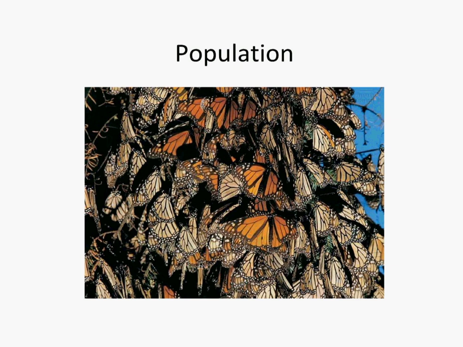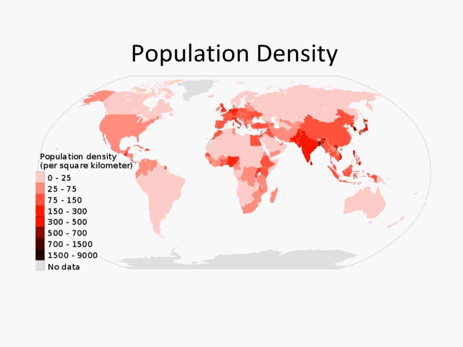And population is typically measured in a term called population density. Population density has to do with the amount of an organism, whatever it is you're measuring, per square kilometer. So here you can see the different population densities in the world, how some countries are extremely dense and others not so much. And some vary from place to place inside that country as well.